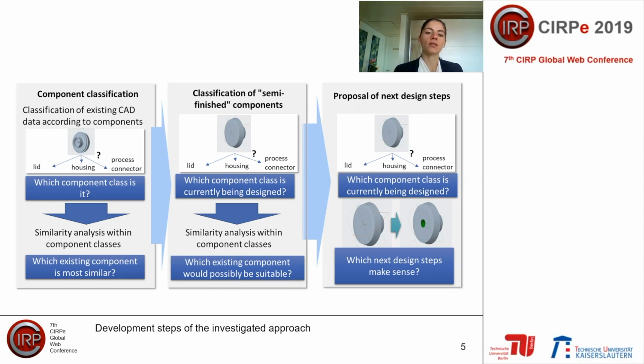And the next step is then not to propose a complete CAD model, but to propose real meaningful next design steps to the designer. And therefore, we also have to recognize first which component class the designer is currently designing, and then the design assistant tries to propose in this component class real meaningful next design steps, which it has learned from the existing data and the contained design patterns of this data. So here, for example, the designer designs some lid, and the design assistant proposes a next design step in the form of a hole. So what we did until now is the basis. So we first considered the pure component classification.